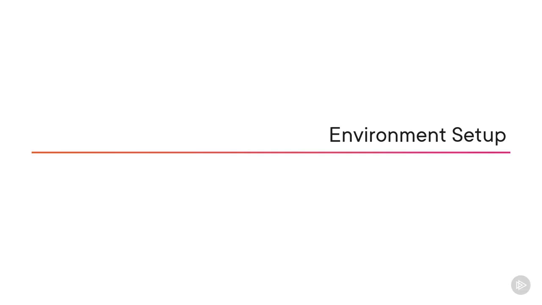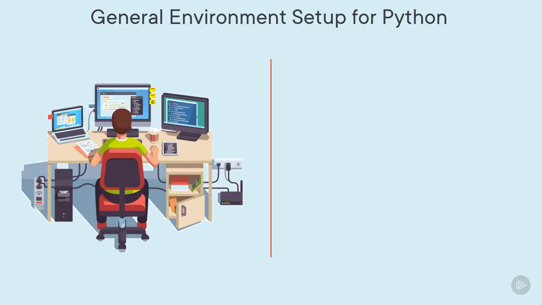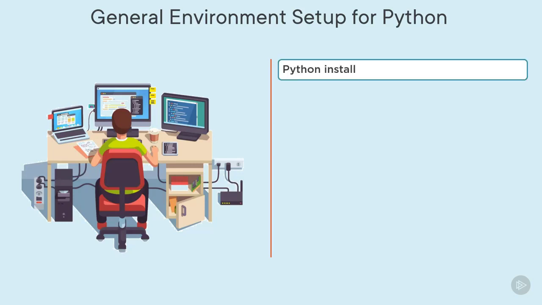Let's spend some time now discussing our environment setup for Python. Now, there's some general setup and configuration that you're going to want to do for your Python environment before you start administering your Linux environments. So first things first, you want to make sure Python is installed. Now, that's a given, but it's something that we should definitely mention. And we're going to cover that in more detail in the next module in regards to installing Python on Linux.